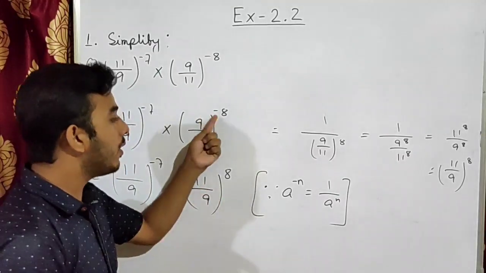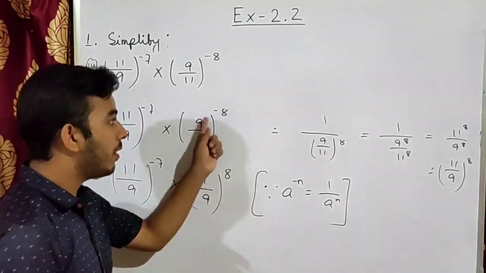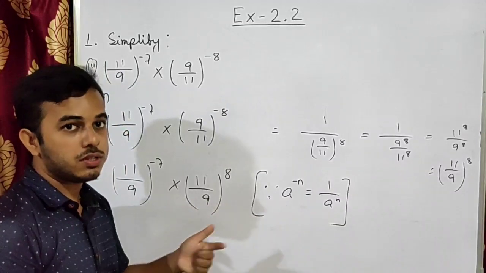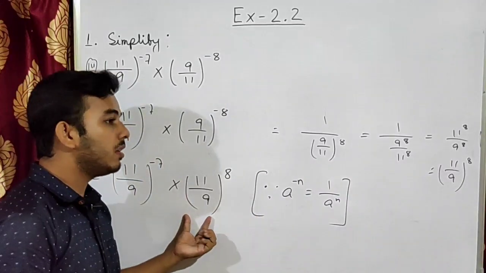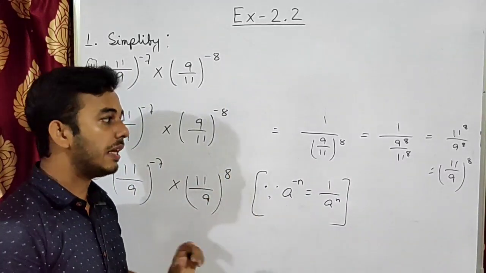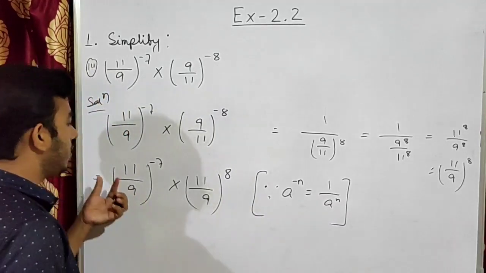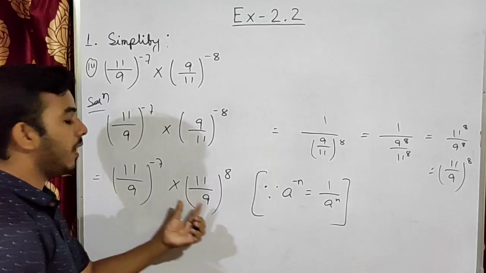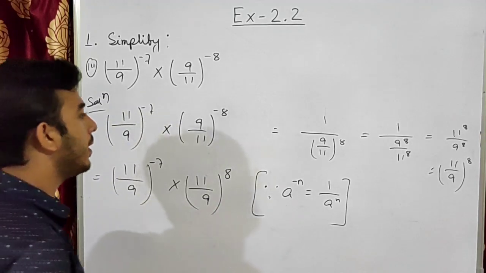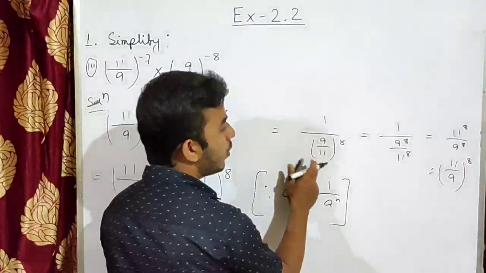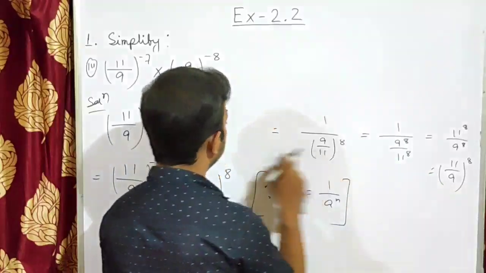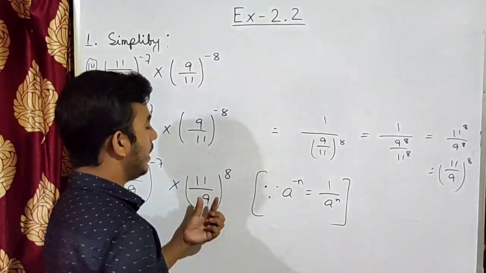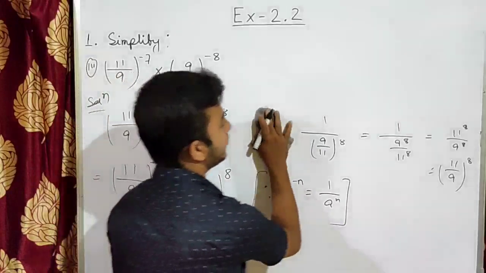So here what changed? The power changed, and the base also changed. For changing the base, the power also changed. Clear? Now these two bases are the same, isn't it? One is 11 by 9 and the next one is also 11 by 9. Clear? So did you understand how 11 by 9 came from 9 by 11?